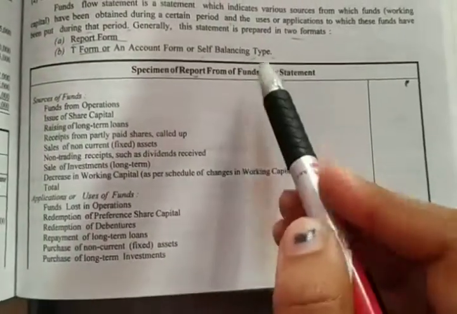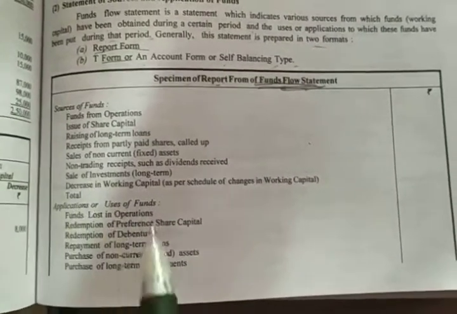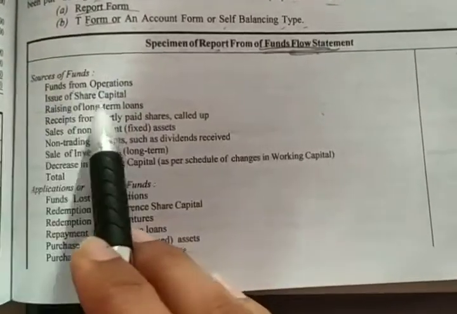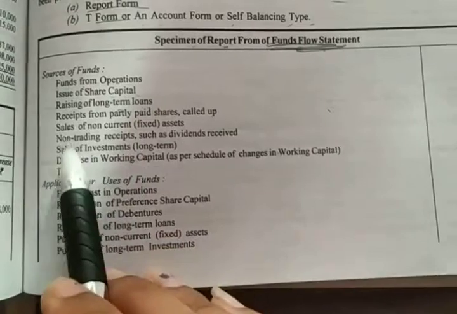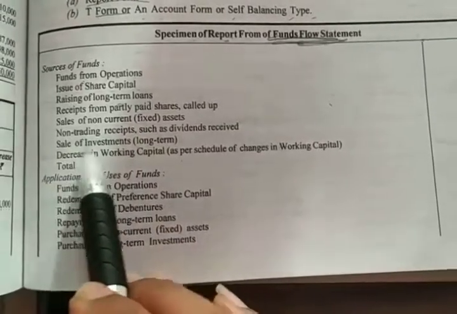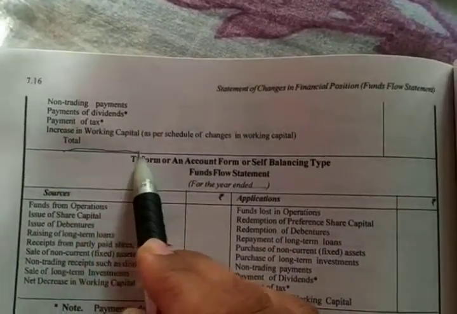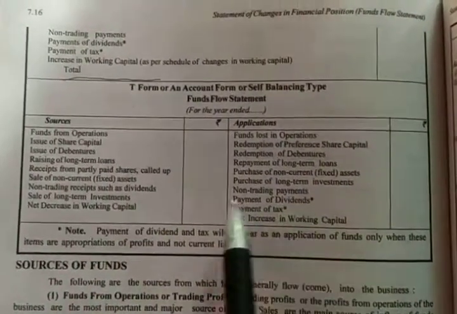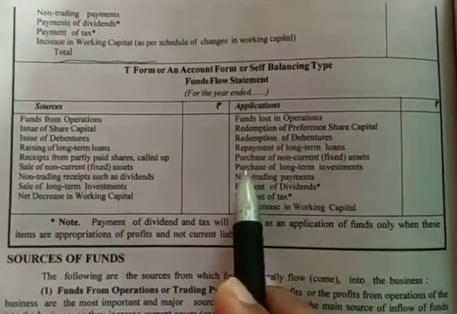So this is a specimen of the report form of the fund flow statement, and that was a specimen of working capital. The sources of funds are: funds from operation, issue of share capital, raising of long-term loans, receipts, then sales of non-trading assets, and so on. You need to learn all these things. Till here it is the report type format. Second, the T format is like this. You need to learn both sides, which items come on the source side and which come on the application side.